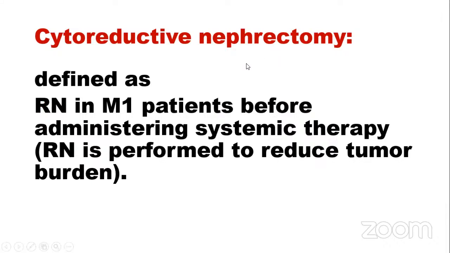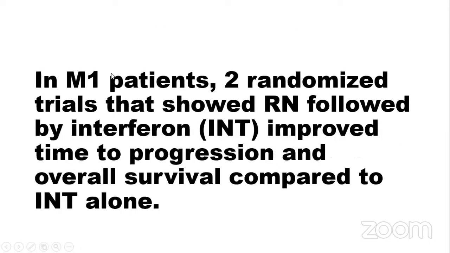So we will speak about cytoreductive nephrectomy. This is defined as radical nephrectomy in an M1 patient before administering systemic therapy. If we do this, it is known as cytoreductive nephrectomy. That means we will do radical nephrectomy in an M1 patient before administering any systemic therapy. Radical nephrectomy is performed to reduce the tumor burden.